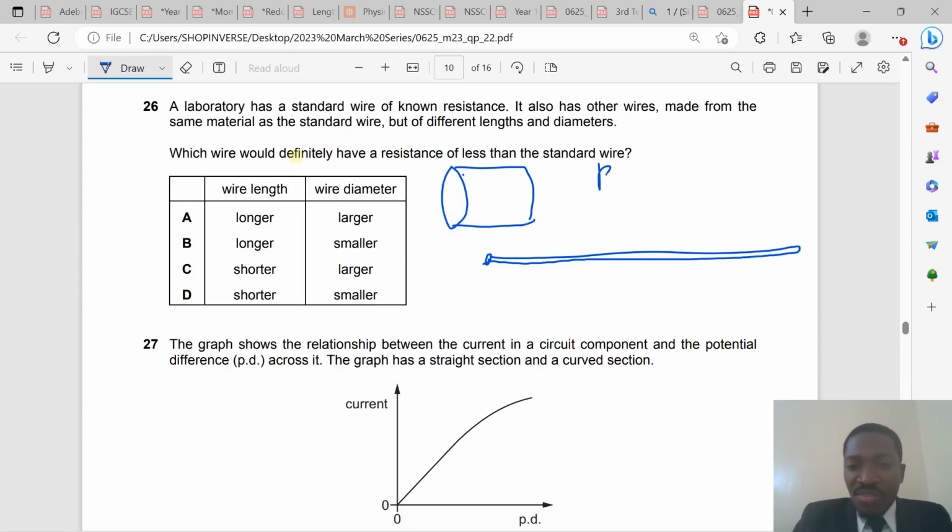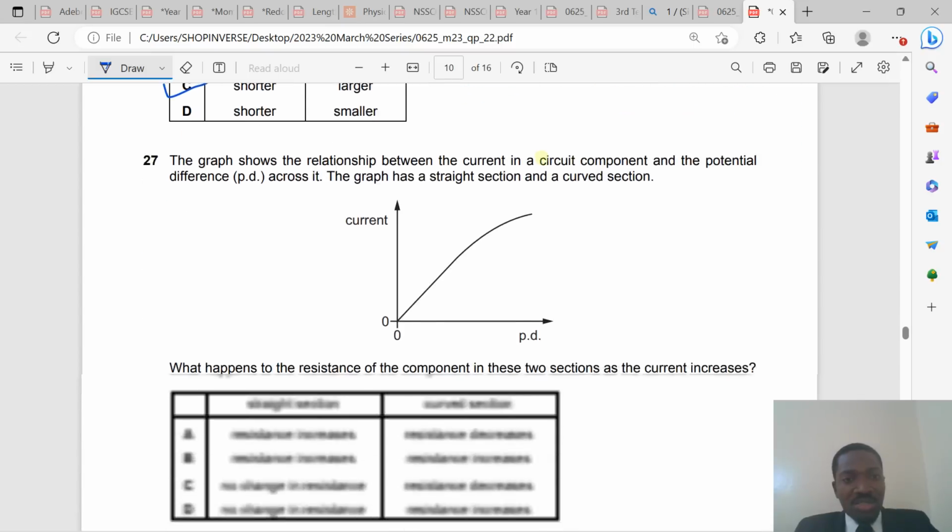Why? Because resistance of a material is resistivity multiplied by length divided by the cross-sectional area. So resistance is directly proportional to length and inversely proportional to area. When area is large, resistance will be small. When length is large, resistance will be big. So the one that will have less resistance is the shorter and larger wire. That makes option C the correct answer to question 26.